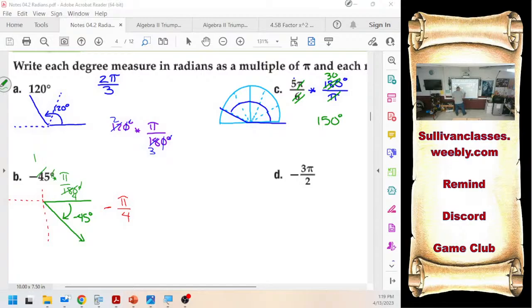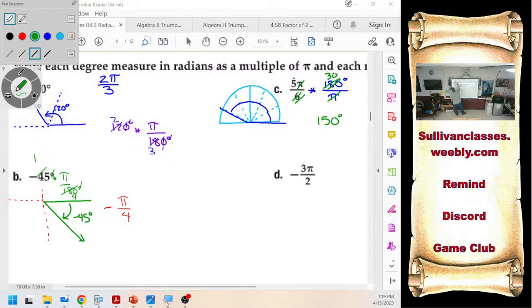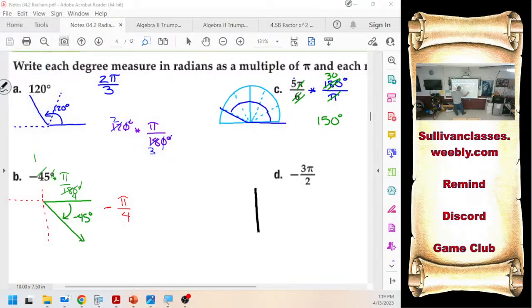What quadrant is negative 3 pi over 2 in? Negatives, so that is the second or third. Or what, it's right on the line? It's not in a quadrant, it is the quadrantal angle. Because remember, pi over 2 is 90. Yeah. And it's negative, so I'm going to go 1, 2, 3 pi over 2's.